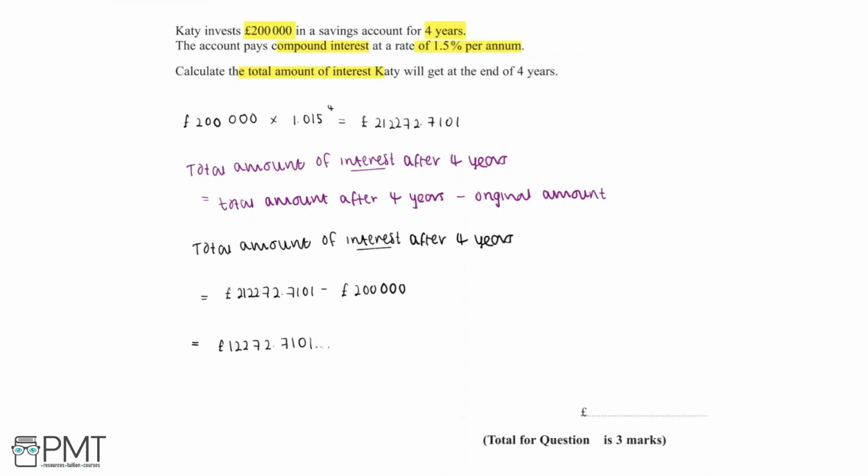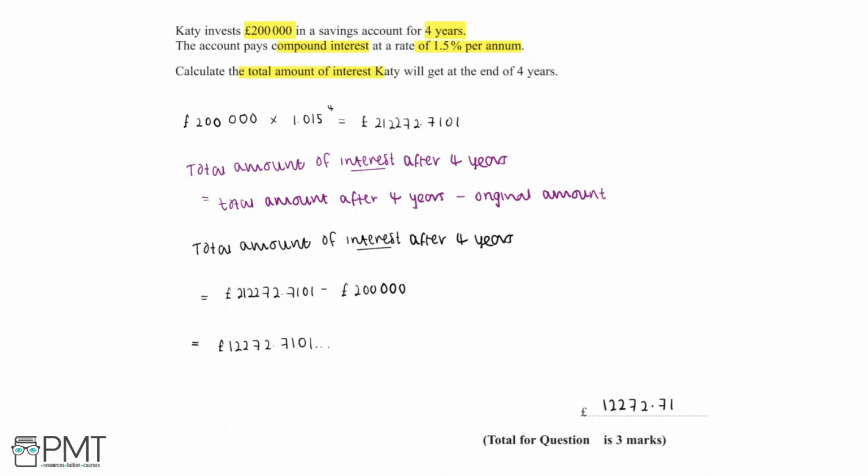which leaves us with an answer of £12,272.7101. Now rounded to 2 decimal places, we can say that the amount of interest that Katie will get at the end of 4 years is approximately £12,272.71, which we've written down in the space provided.